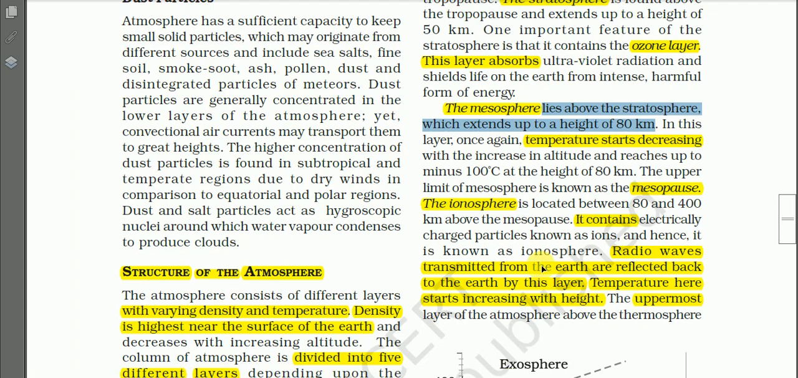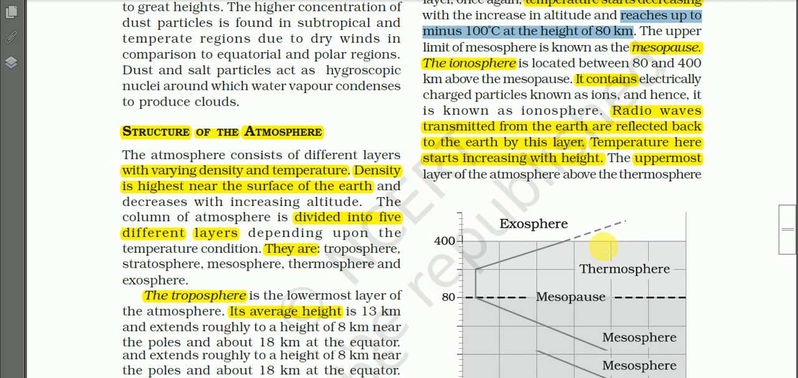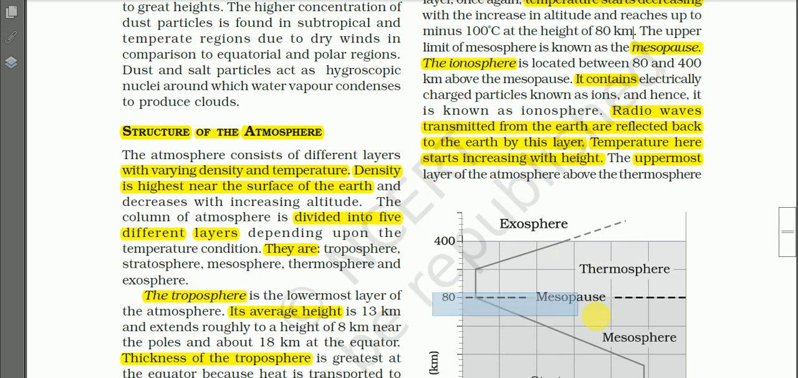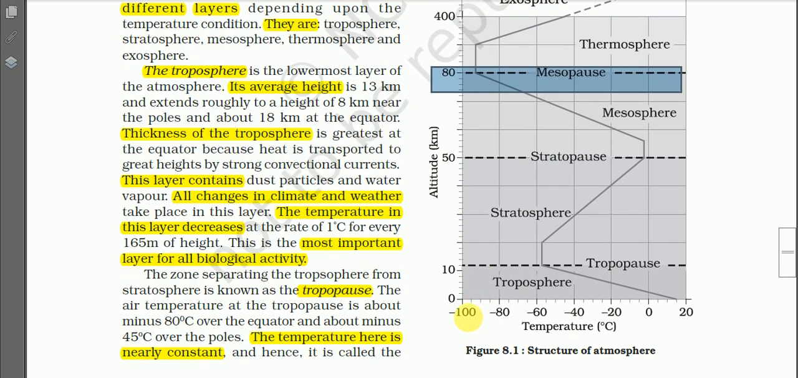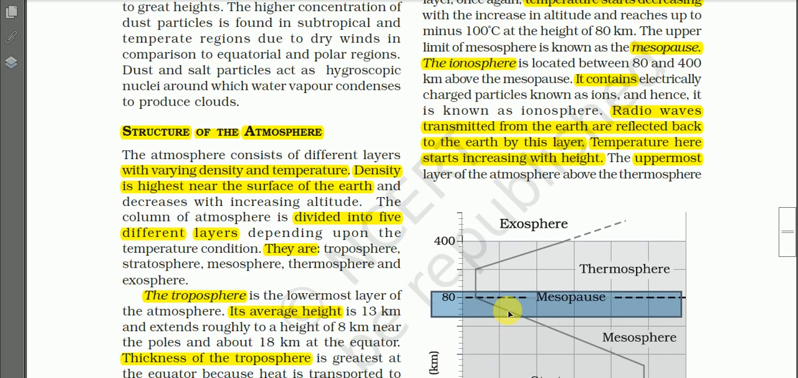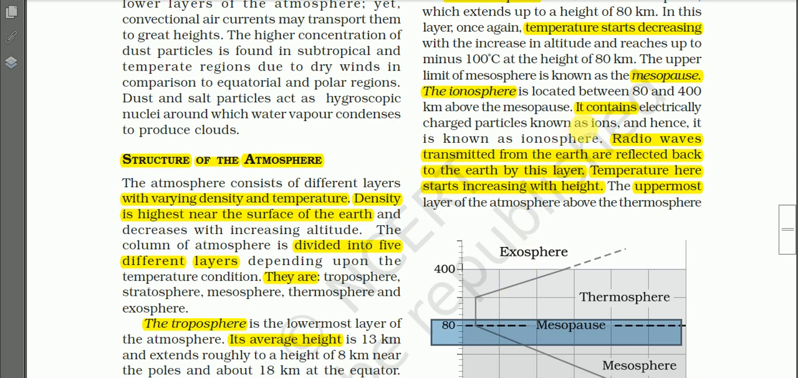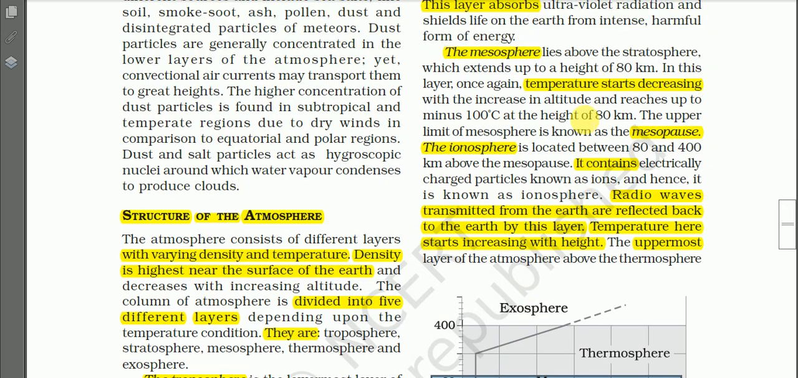As mentioned here, temperature once again starts decreasing with increasing altitude, and reaches up to minus 100 degrees Celsius at 80 kilometers. See here, at 80 kilometers, temperature reaches nearly minus 100.